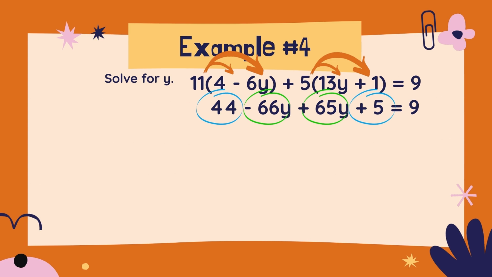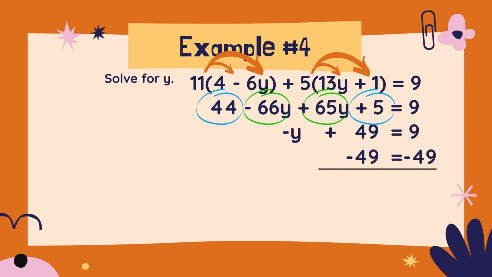There are two terms with the variable y in them, negative 66y and positive 65y. Then there are two terms that are constants, 44 and 5. When we combine 44 and 5, that will give us 49. When we combine negative 66y and positive 65y, that will give us negative 1y. Now we can subtract 49 from both sides of the equation, leaving us negative y equals negative 40.